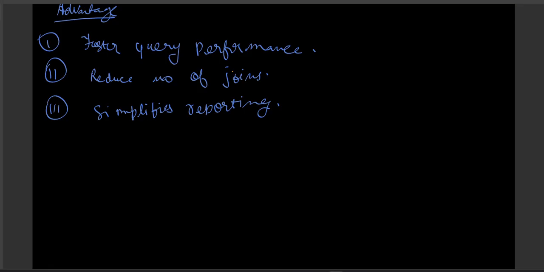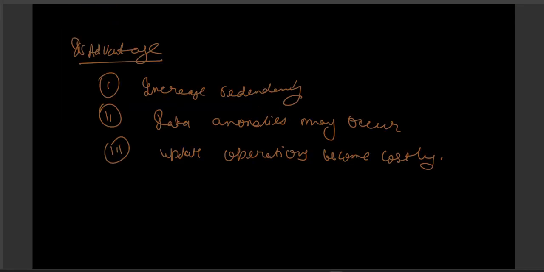Okay. If there are some advantages, some disadvantages will also be there. So let's talk about the disadvantages now. Let me write them down, then we will explain one by one. Yeah, so these are the disadvantages. The first one is increased redundancy. It is obvious that when you keep all the details in the same table, some data might occur twice, so the redundancy will increase. The second is that data anomalies may occur, and the third is that update operations become costly.